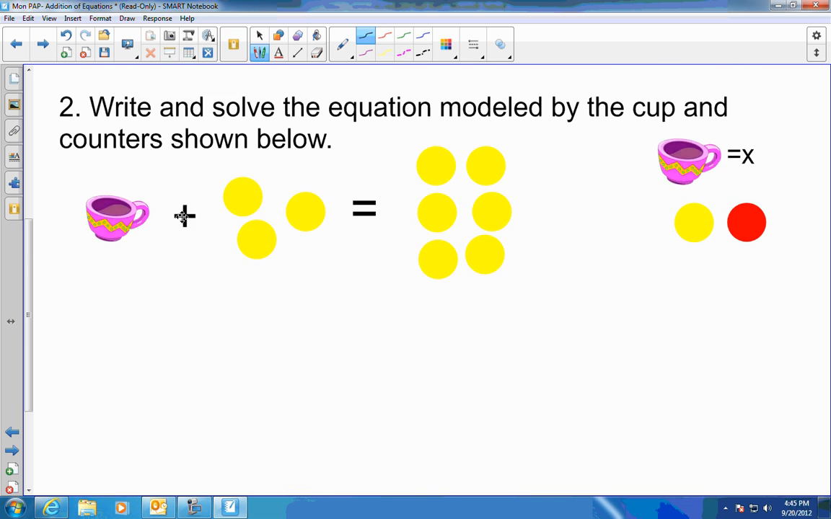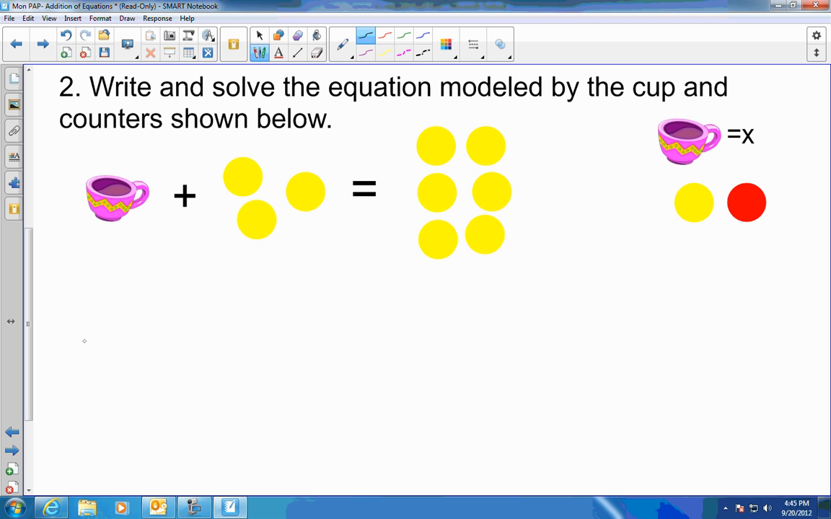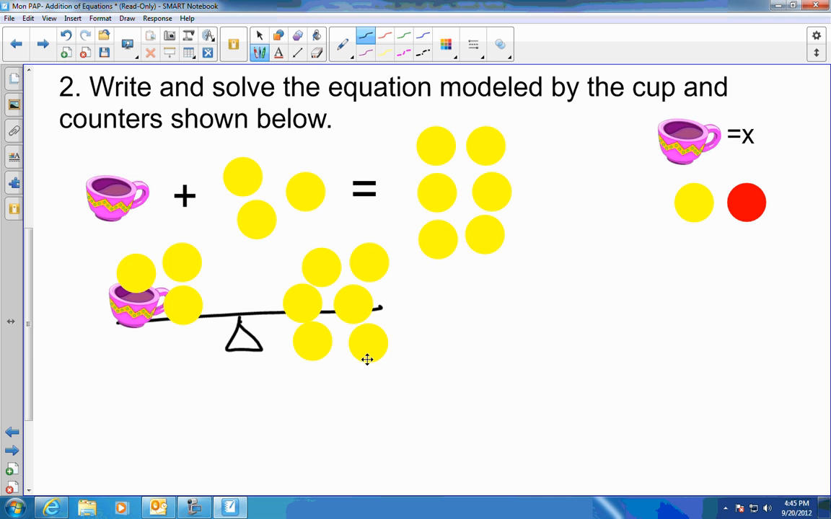Now, typically, I don't like to put symbols inside my models, so I would really prefer that you drew a balanced scale, and then, of course, your cup and your 3, and then you had your 6 on the other side. This is how I would much, much prefer that you model your equations. However, we need to be able to solve this.